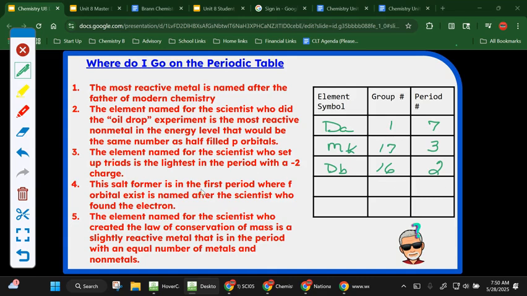This salt former, what does that tell you? Group 17. It is a halogen. That is what halogen means, salt former. Is in the first period where f orbitals exist. What period do f orbitals exist in? In the 4th. And is named after the scientist who found the electron. Th for Thomson. The element named for the scientist who created the law of conservation of mass.